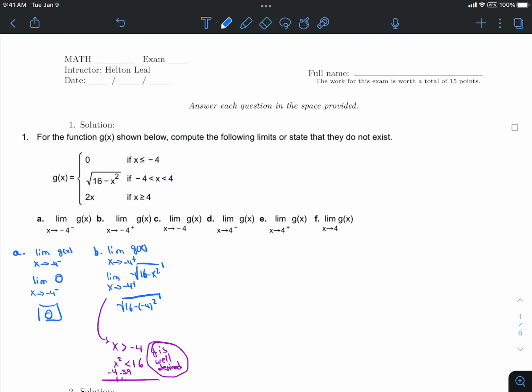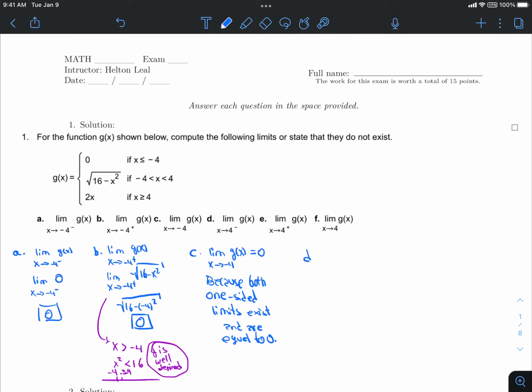And now that we have checked this, right? This is less than 16. So this is 16 minus something less than 16. This is positive. I'm able to take the square root of a positive number. And the answer for this is the square root of 16 minus 16, which is also 0. Now on C, the limit when x approaches negative 4 of g of x is also 0 because both one-sided limits exist and are equal to 0. That's the answers from A and B.